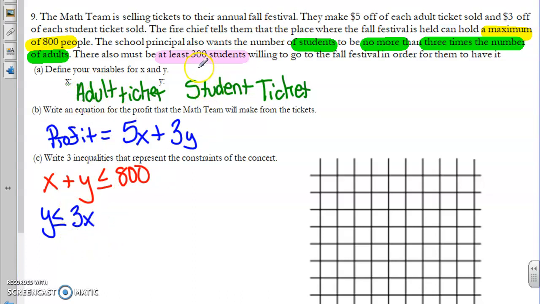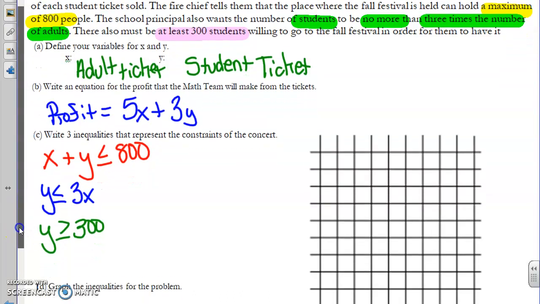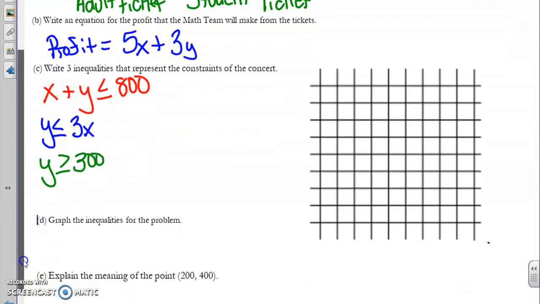And then the last one says there must be at least 300 students willing to go or they're not going to have it. So student was Y. And there must be at least, so that means greater than or equal to 300 students. All right, letter D says graph this.